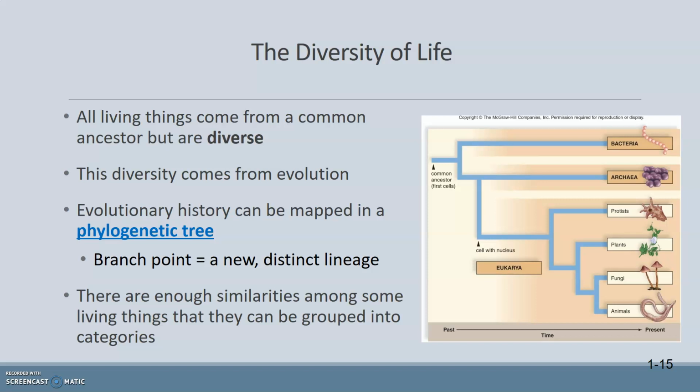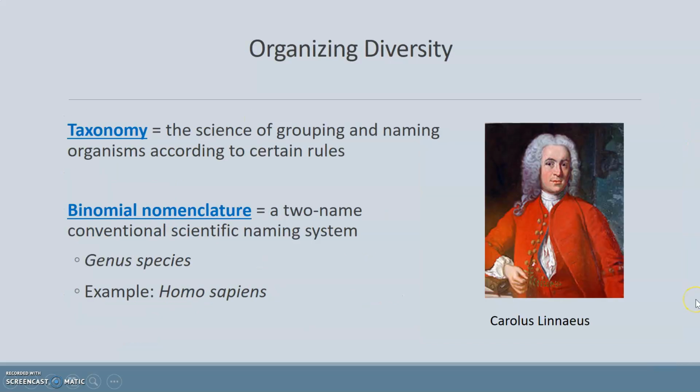And even though there's a lot of diversity in life, there's still enough similarities between certain organisms and some living things that you can start grouping them into categories, specifically really broad categories like these kingdoms listed here. And the guy who really discovered and started this science of grouping living things and naming them is Carolus Linnaeus. You can see him on the right. And he developed the science of taxonomy, right, which is the grouping and naming of organisms. And he developed rules for it.